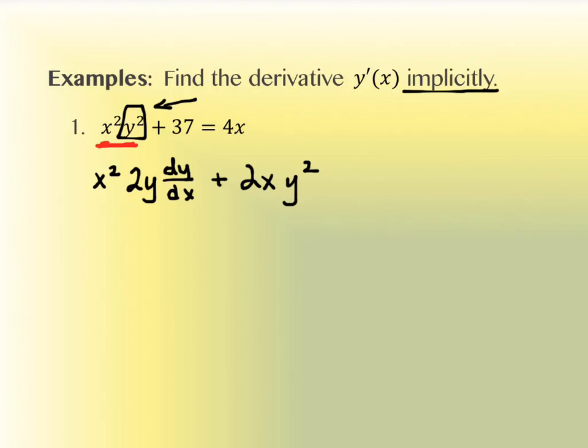All right, now I have plus something. What's the derivative of 37? That's 0. So if you want to write plus 0, you can. Otherwise, you can write equals. And then I need the derivative of 4x, which would be 4.